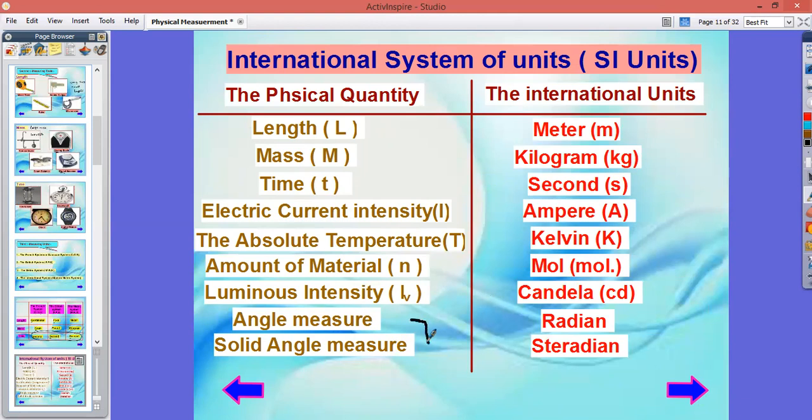What is the difference between angle measure and solid angle measure? We need to know the difference between them. If I have a triangle and I want to measure this angle, maybe theta, I can use a protractor, and the angle of this triangle equals 30 degrees. This is called angle measure. What about solid angle? Solid angle means something like a 3D angle.